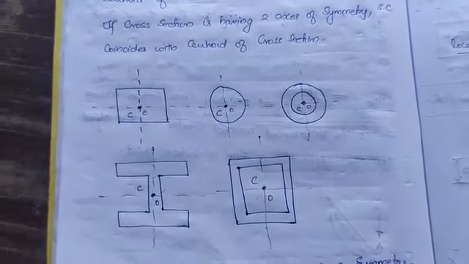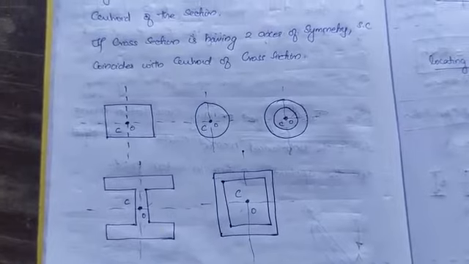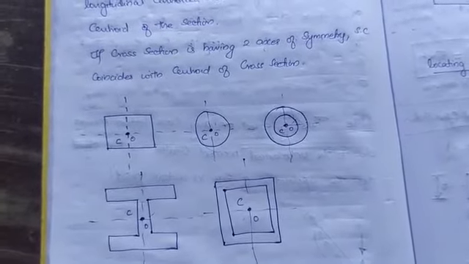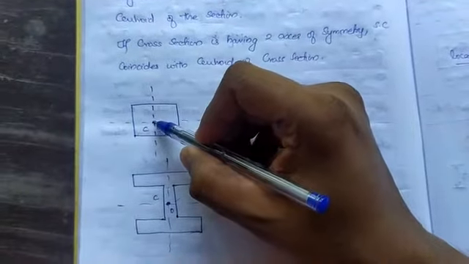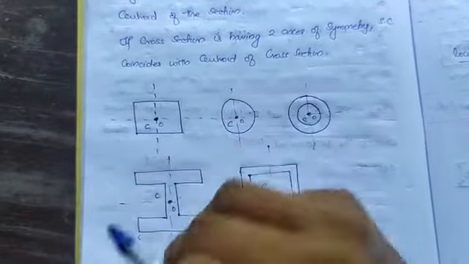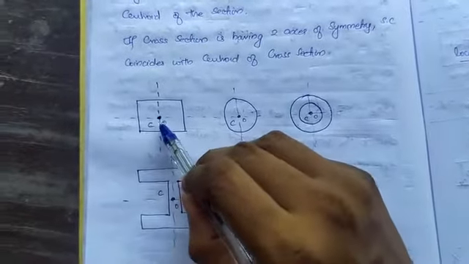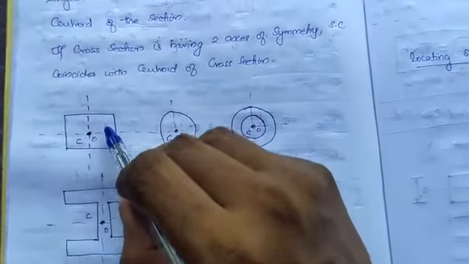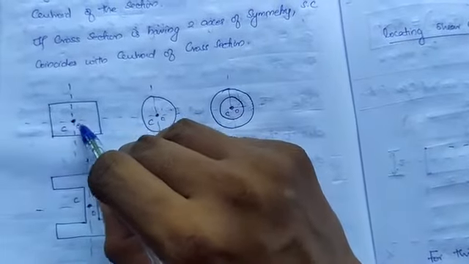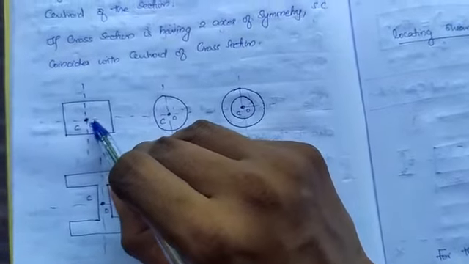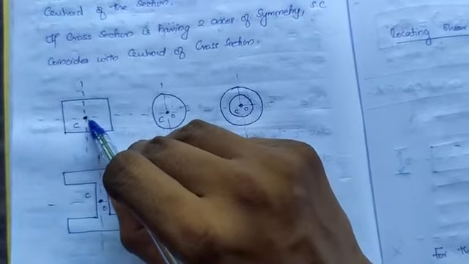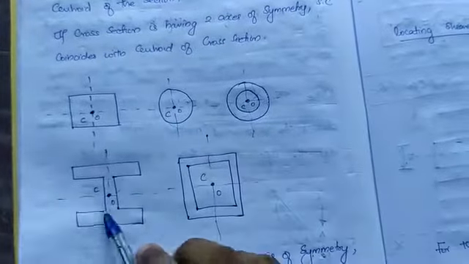In that case, the point at which the two axes meet will be its centroid, and that point will be the shear center. That means the centroid point as well as the shear center will coincide at the same point, for all these cases.